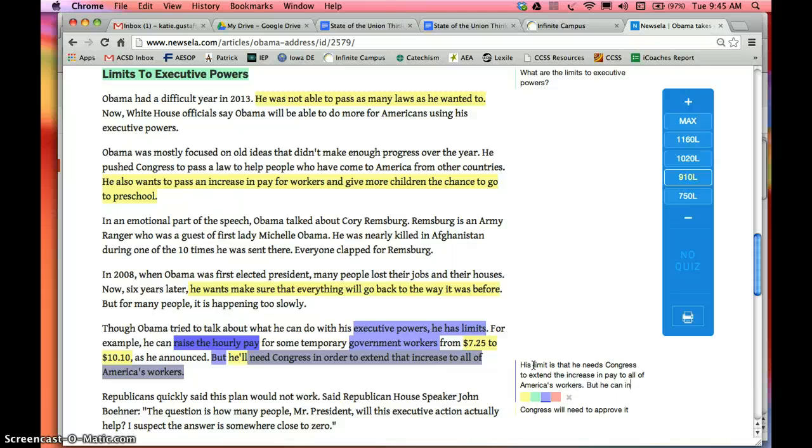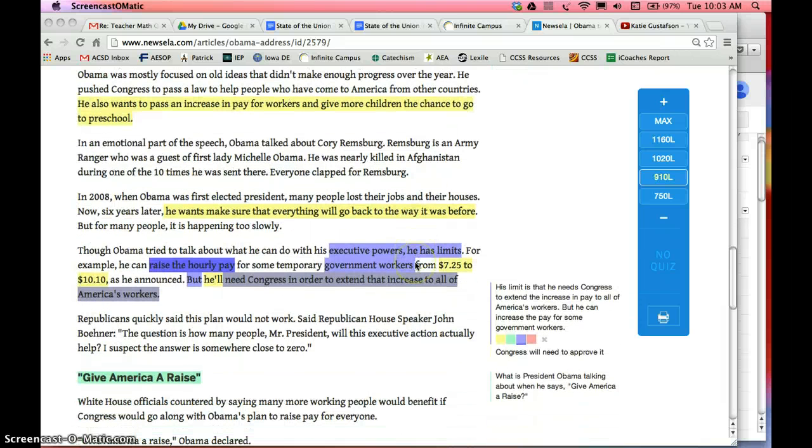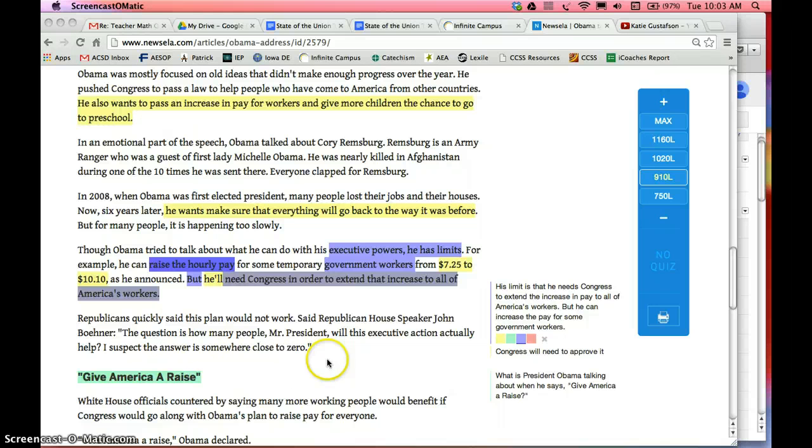But he can increase the pay for some government workers. Re-ask myself the question, what are the limits to executive powers? Republicans quickly said this plan would not work. Said Republican House Speaker John Boehner, the question is how many people, Mr. President, will this executive action actually help? I suspect the answer is somewhere close to 0.